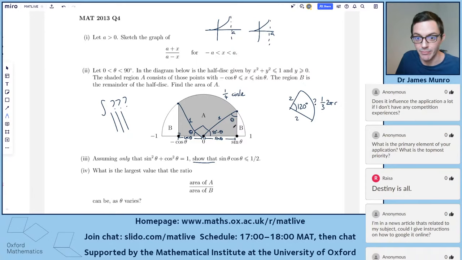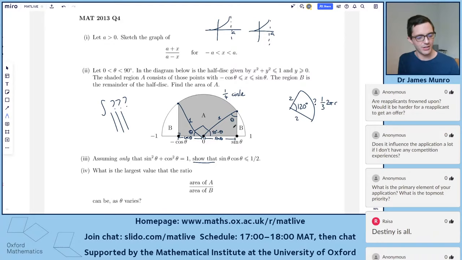Are reapplicants frowned upon? Would it be harder for a reapplicant to get an offer? Reapplicants have failed to get a place and then are applying again, and the second application is treated completely separately from their first application. So we don't compare back to their previous grades. We don't look back at their previous application or maths scores. They're not linked in our database, so we don't get those numbers. But it's the same person, so if we interview them again, it might go in a similar way to the previous interview. What I'm saying, I suppose, is that it's tricky for reapplicants to get a place because it's tricky for anyone to get a place.